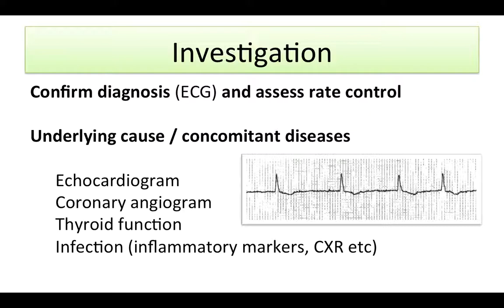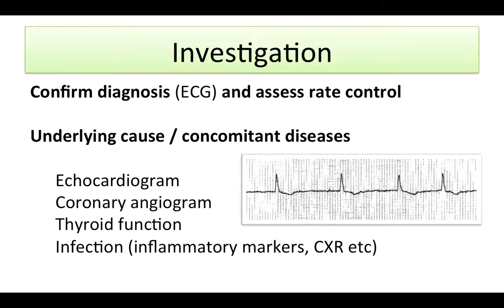Okay, so in terms of investigation of atrial fibrillation, the main reasons for investigating AF is firstly to confirm the diagnosis based on an ECG, also to assess the rate, whether the patient's got adequate rate control. This is sort of with the ambulatory 24-hour ECG monitoring. And secondly, to look for any underlying causes or any concomitant diseases.